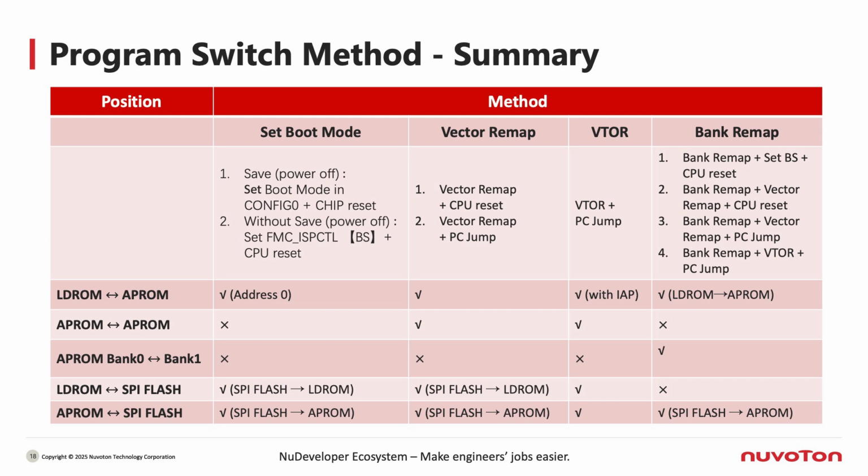The program switching between LD-ROM and SPI flash can be achieved by setting VTOR. If switching from SPI flash to LD-ROM, you can also modify the boot mode and vector remap. The switching method between AP-ROM and SPI flash is the same as that between LD-ROM and SPI flash. If AP-ROM is dual bank, bank remap can also be used to switch from SPI flash to AP-ROM.